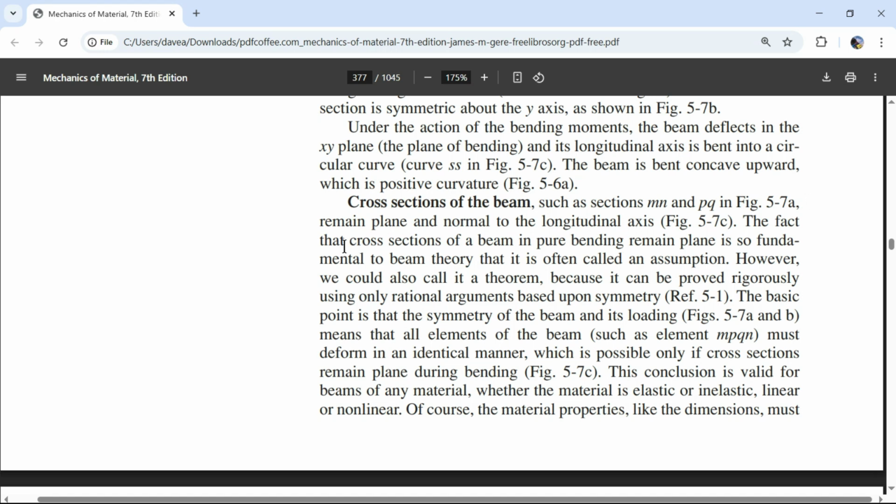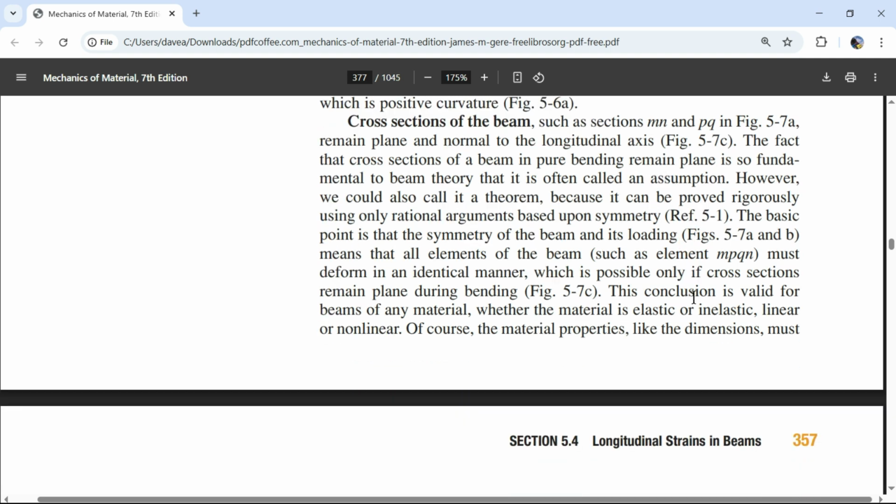All right, the fact that the cross sections of a beam in pure bending remain plane is so fundamental to beam theory that it is often called an assumption. However, we could also call it a theorem because it can be proved rigorously using only rational arguments based upon symmetry. And there's some references in the back. Those are just articles that you would have to go look up. So that's kind of the bummer about these references.